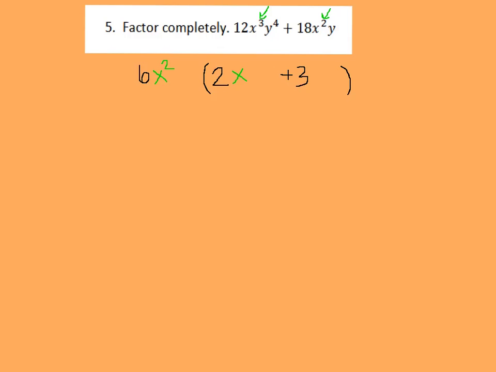Now I move on to my y's. I have y to the 4th power and y to the 1st power. So I can only take out one y. If I had 4 and I took away 1, what I still have left is y cubed. And in my second term, if I had 1 and I took away 1, I don't have any left. So this is your answer.